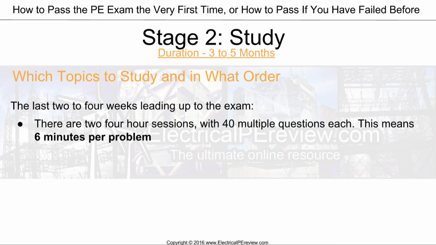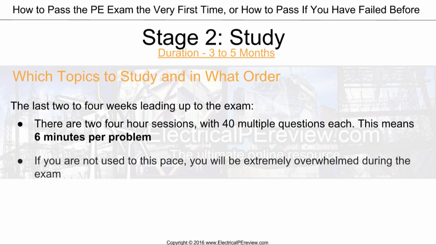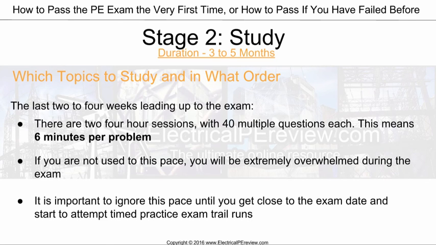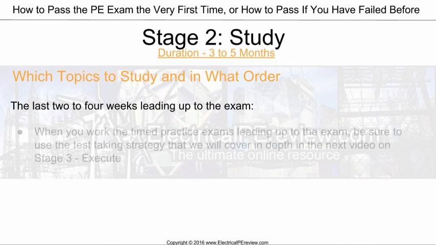So for the actual exam, you're going to be faced with 2 4-hour sessions. Each session has 40 multiple choice questions. This means a pace of 6 minutes per problem. If you're not used to this pace, you are going to be so overwhelmed, it's not funny. This is why it is so important. It's fine to ignore this pace until you get close to the exam date. But once you get close, you need to start doing these practice trial exam runs.